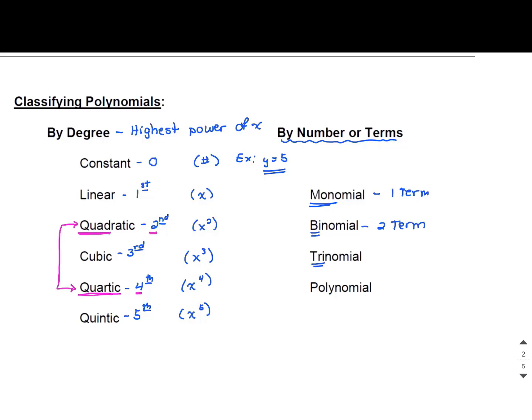Tri, like a tricycle with 3 wheels, a trinomial has 3 terms. And poly means many. So a polynomial, we're going to use that for 4 or more terms in a polynomial. Now technically, all of these, monomial, binomial, trinomial, are all polynomials. They're just special cases of polynomials.